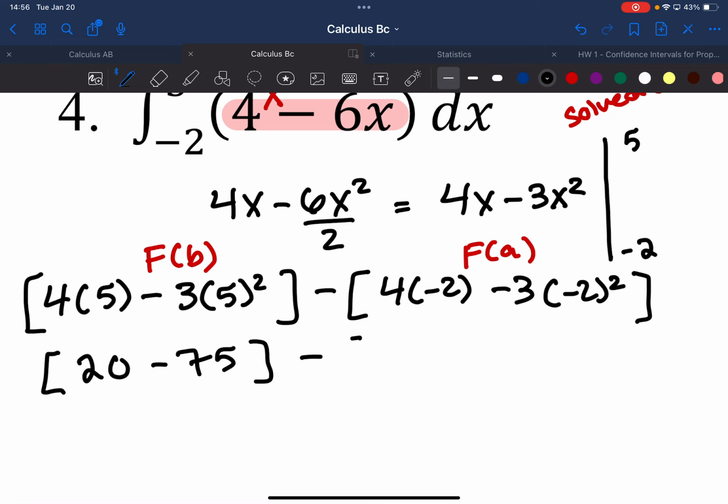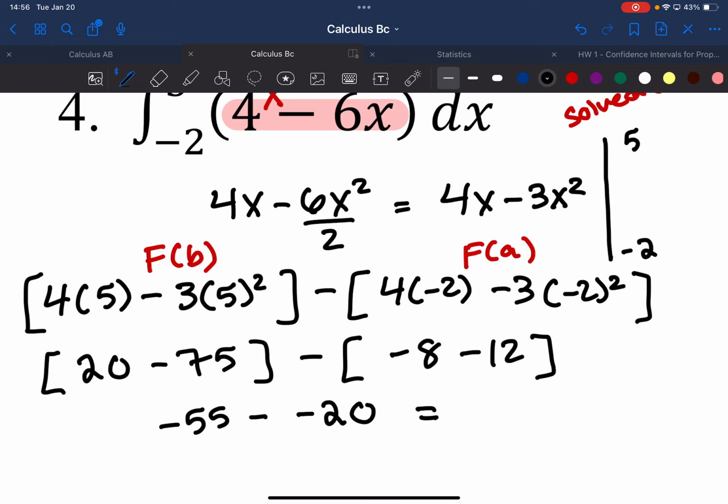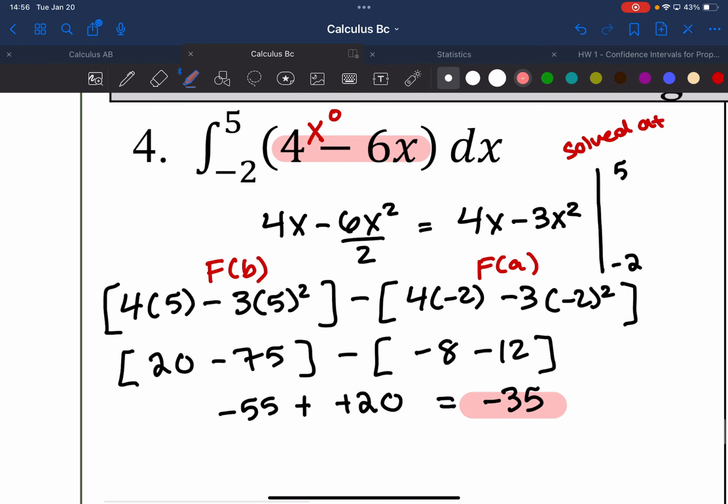Then bring down that minus. Then I have 4 times negative 2, which is negative 8. Negative 2 squared is 4. 4 times negative 3, negative 12. Okay, so technically I have negative 55 minus a negative 20, which gives me negative 55 plus 20, which is negative 35. And that would be my answer. Okay, so the area under that curve from negative 2 to 5 is negative 35.